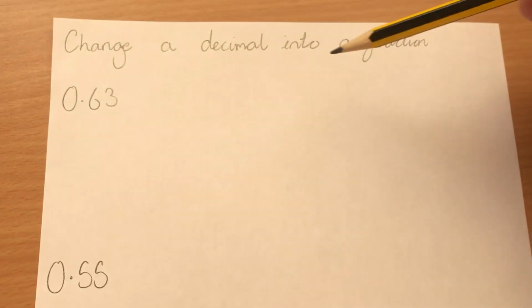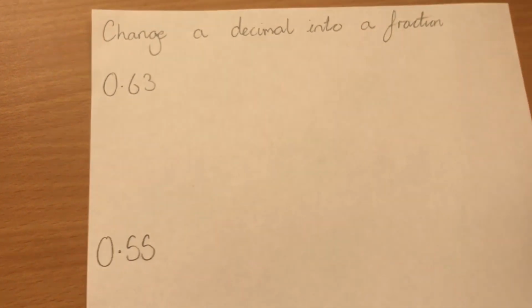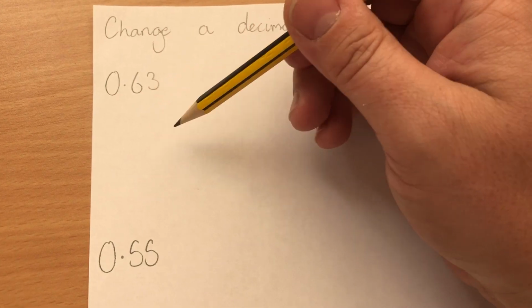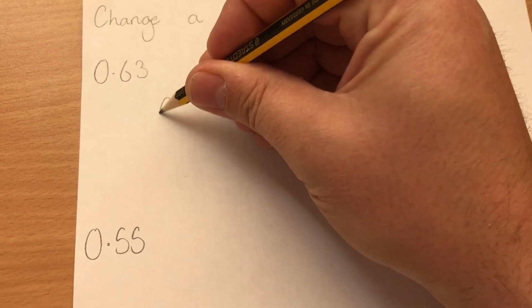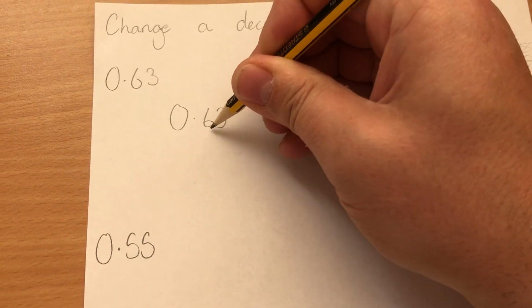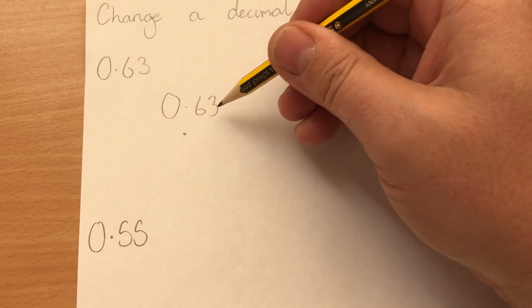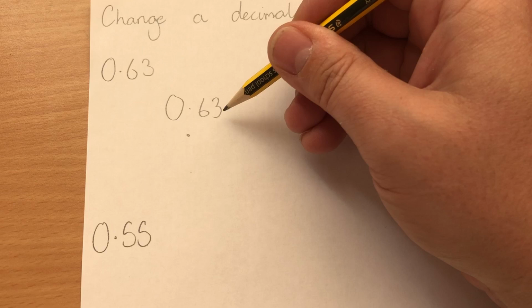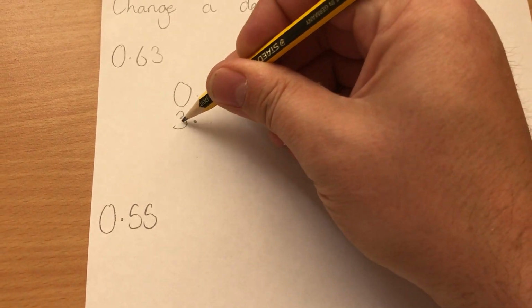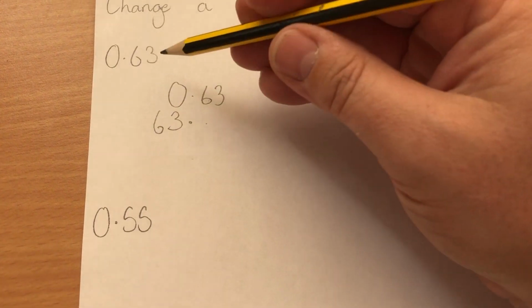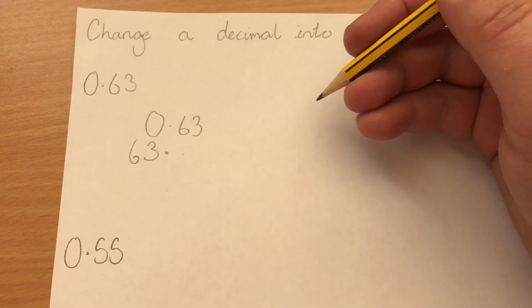So this is how to change a decimal into a fraction. I start with my decimal number, it's 0.63. The first thing I'm going to do is multiply it by 100. So 0.63 times 100. If you remember, we move it 2 places bigger, 2 places to the left. So the 3 goes 1, 2, the 6 goes 1, 2. So multiply it by 100, that gives me 63.